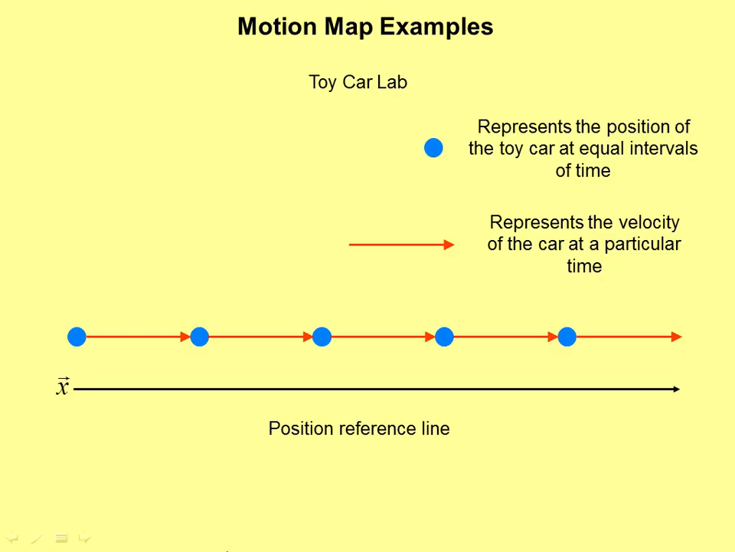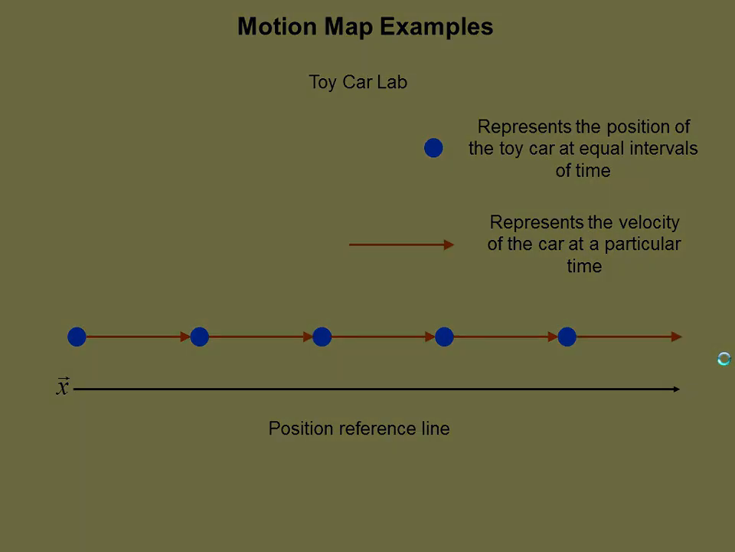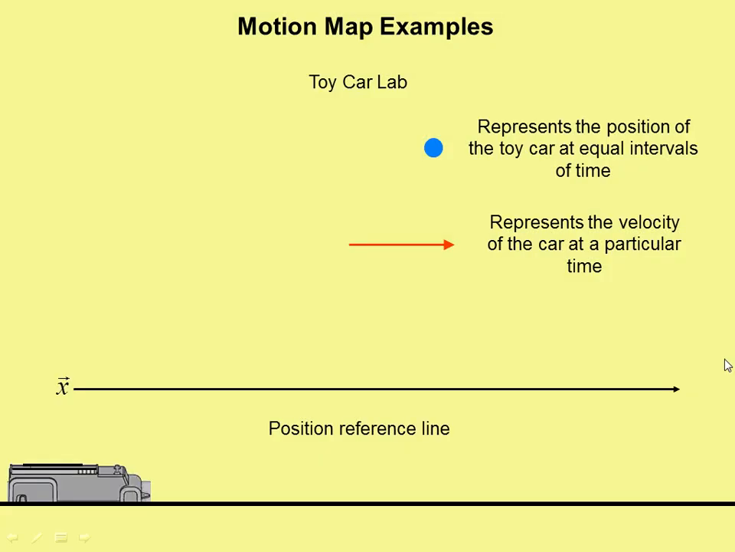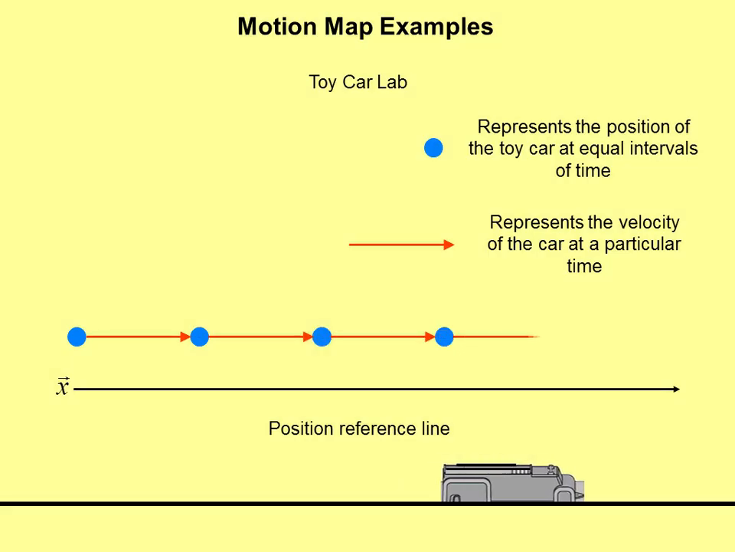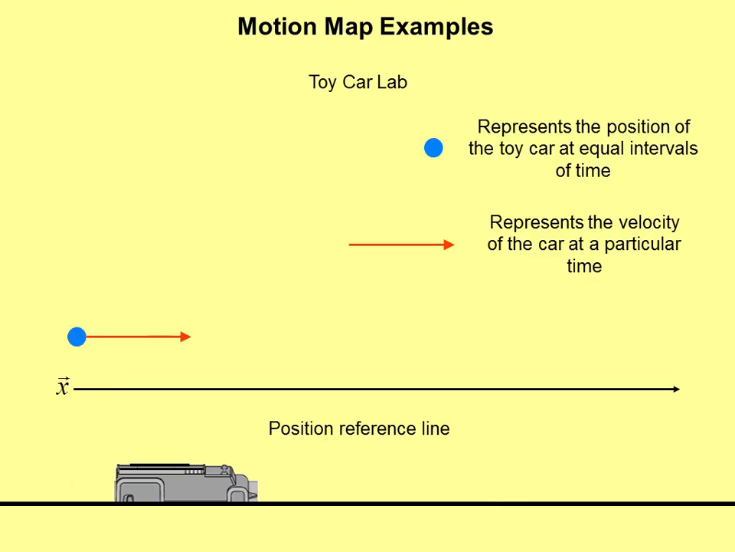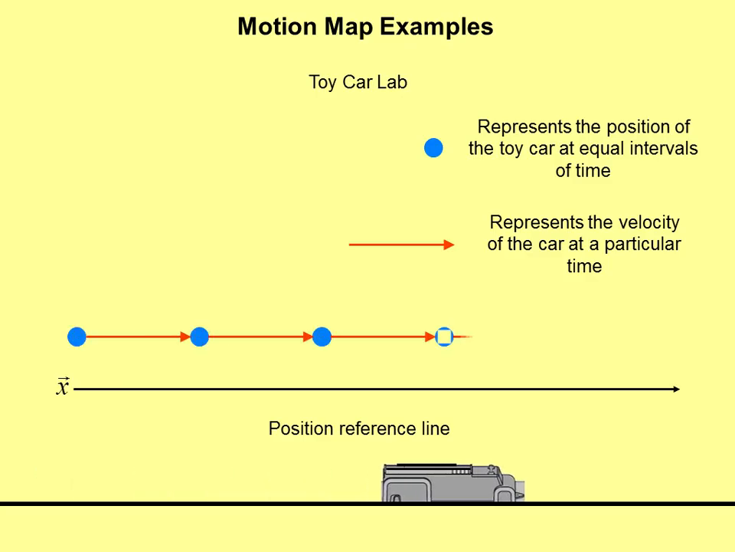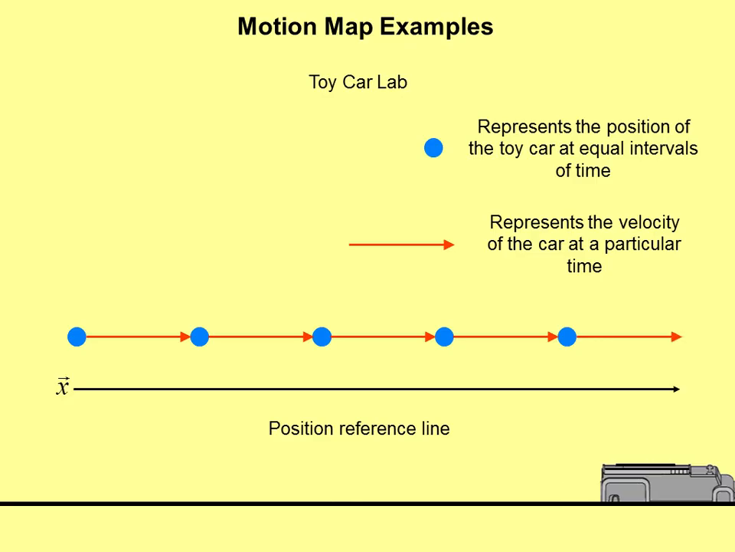So you can see by looking at this motion map that it's a constant velocity motion in two ways. The velocity arrows are all the same length and point in the same direction, and the position dots are all equidistant. If we want to match it up with the motion, here we go. So you can see the toy car move constantly, and every so many seconds, the position dots, and then the velocity arrows. So let's look at a little more complex of a situation.